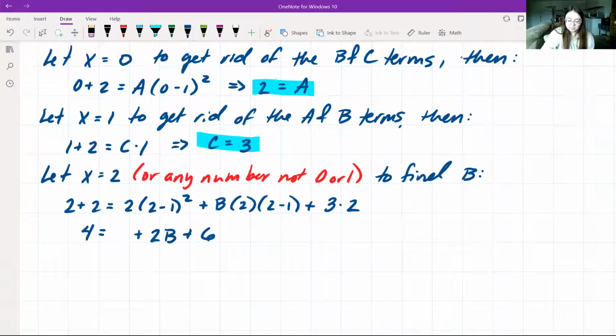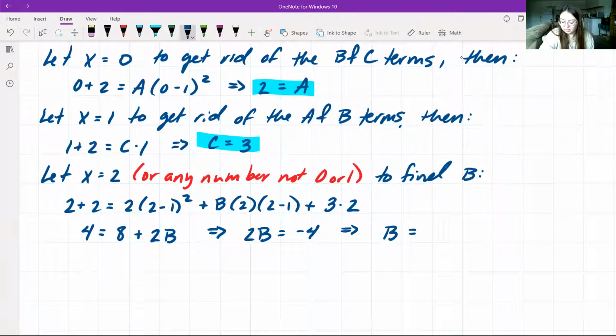So 2 plus 6 is going to be 8, so this really just looks like 4 is equal to 8 plus 2b, and we can subtract 8 from both sides. We get 2b is equal to negative 4. And solving for b, we get b is equal to negative 2.